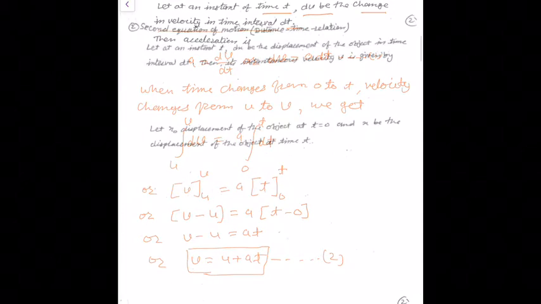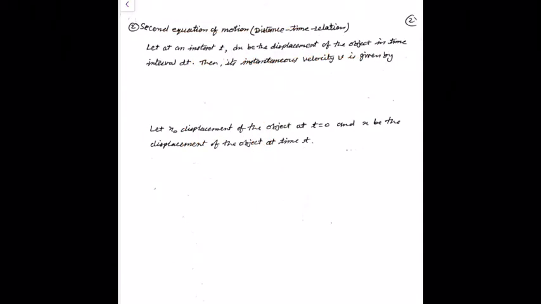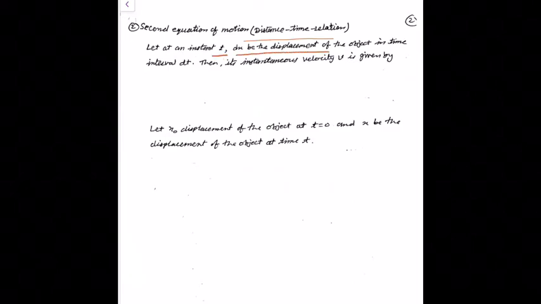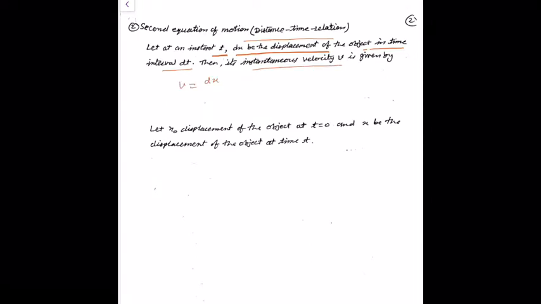Equation number second. Second equation of motion or distance time relation. Let at an instant t, dx be the displacement of the object in time interval dt, then its instantaneous velocity v is given by v equal to dx upon dt, or dx is equal to v dt.